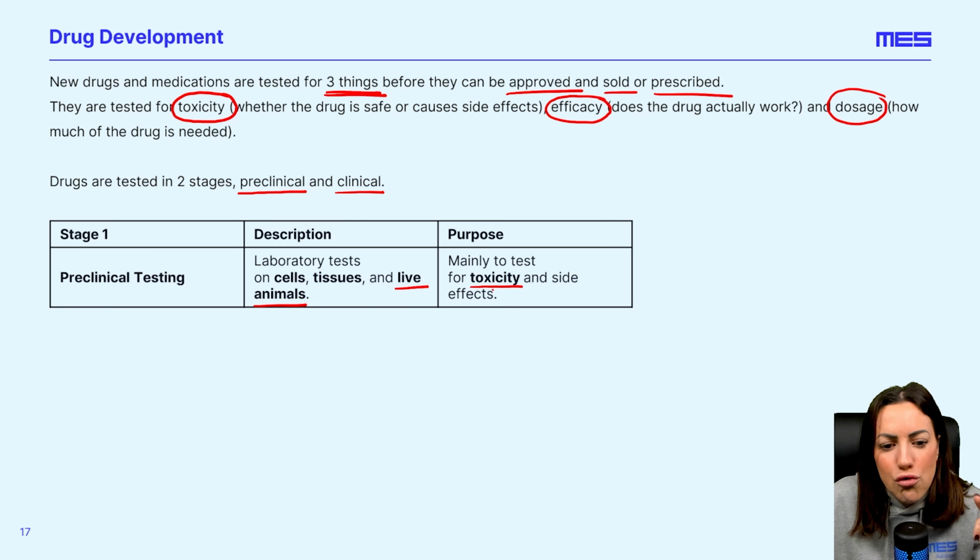So is the drug safe? Is it harmful? Is it dangerous? Are there any serious side effects? Now, it's really important that you can describe these stages and that you know what happens in each stage, what is the drug tested on, and what is the purpose of that stage. So preclinical, cells, tissues, live animals to test for toxicity or to see if there's any serious side effects.